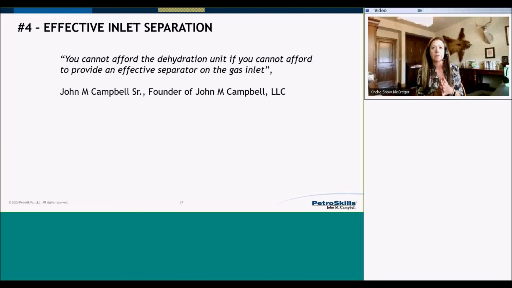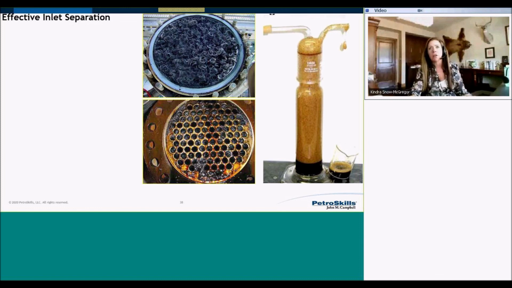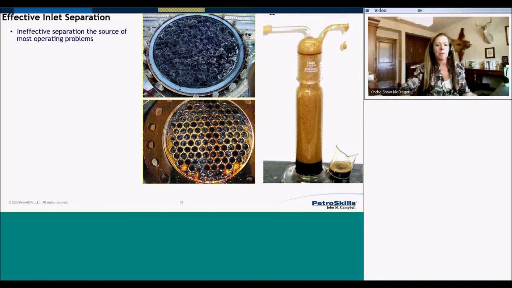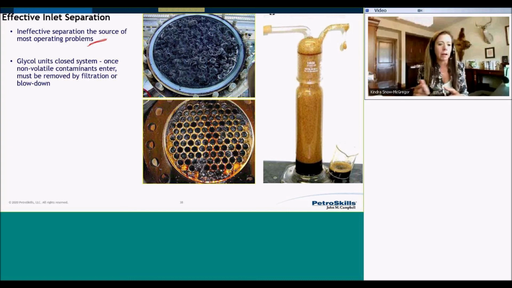You can see some pictures here of what a heavily fouled TEG unit looks like. Essentially, ineffective separation is the source for most operating problems. The better job I can do in the front end, the easier it is going to be for me to run my plant. Just remember, those units are closed systems. So if I get a really heavy hydrocarbon, let's say compressor lube oil, that gets into my TEG, it's going to stay in that TEG and start causing me significant operating problems.